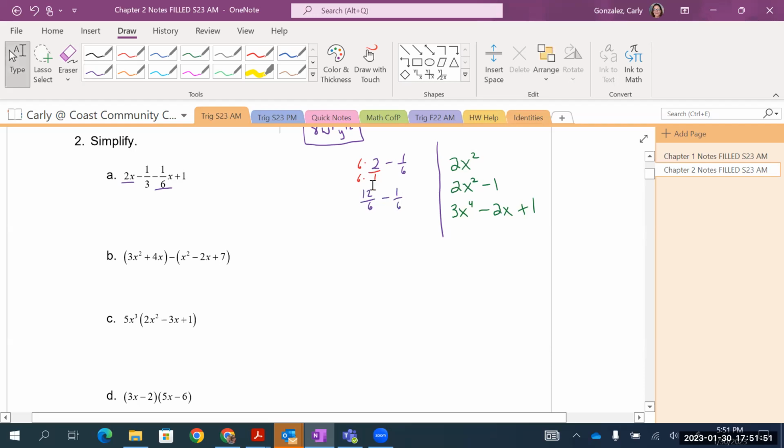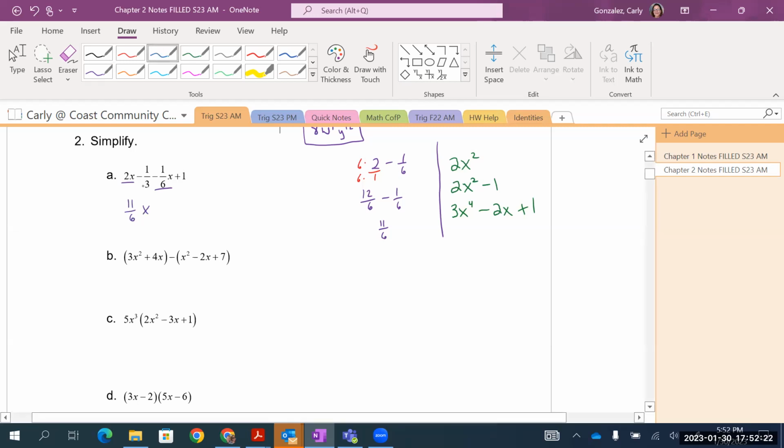And take a look here, 12 sixths. Well, if I divide 12 by 6, I do get 2. And so that's why 12 sixths is equivalent to 2. Now I can subtract 12 minus 1 is 11, and my denominator stays the same. So I get 11 sixths. So 2x minus 1/6 x gives me 11 sixths x.